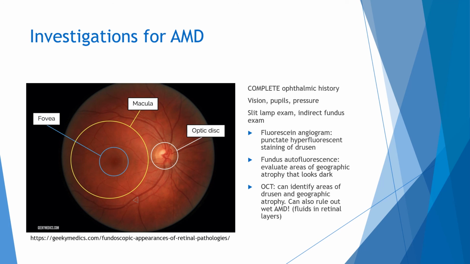In terms of investigation, you can look into FA, fluorescein angiogram, on which the presence of drusen can be detected. Fundus autofluorescence can evaluate areas of geographic atrophy that look dark, and on the OCT, you can also identify areas of drusen and atrophy of the retinal layers.